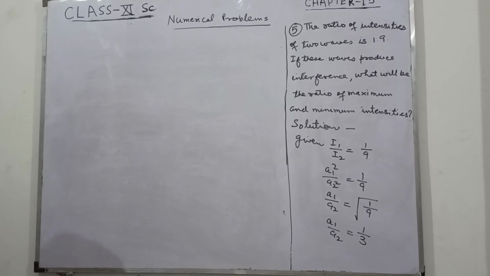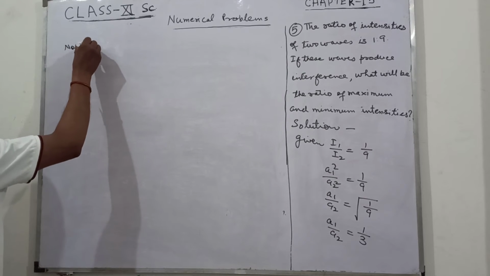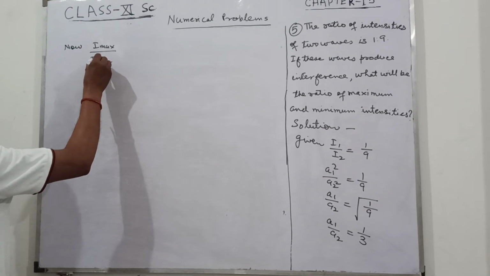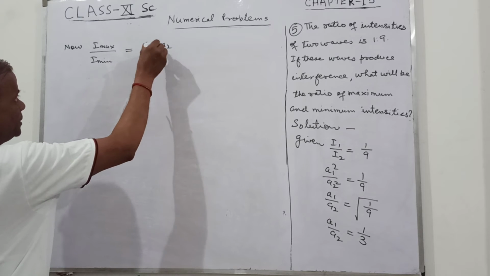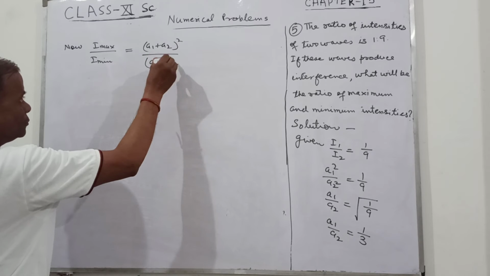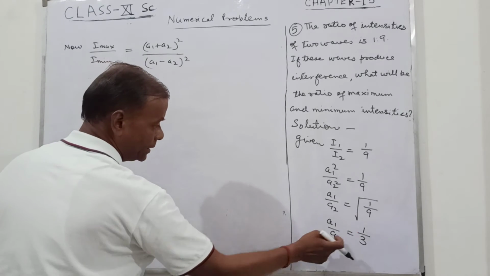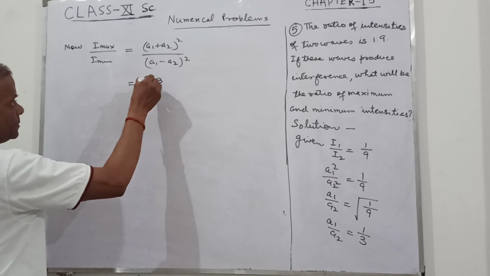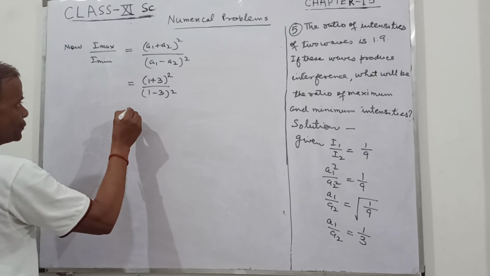Now maximum intensity and minimum intensity. I maximum upon I minimum equal to A1 plus A2 whole square upon A1 minus A2 whole square. So A1 is 1 and A2 equal to 3. So this is now 1 plus 3 whole square upon 1 minus 3 whole square.